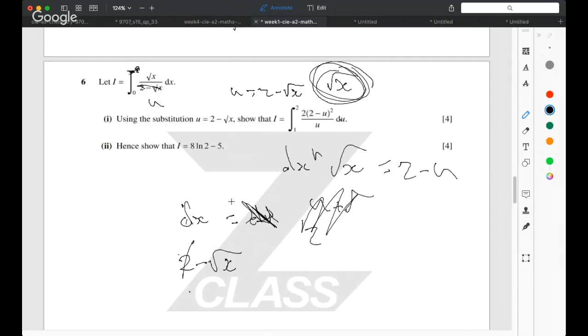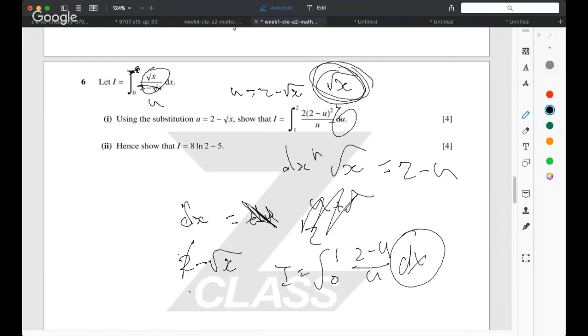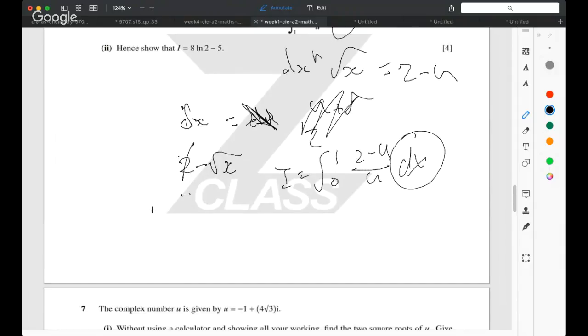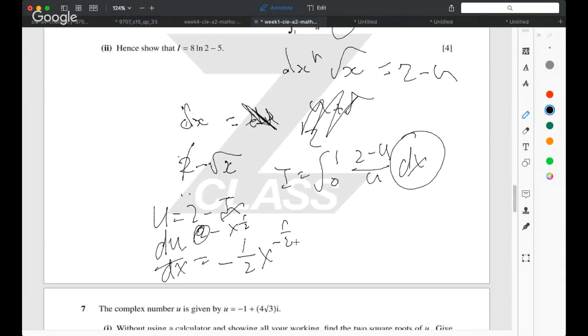So you've changed this fraction. So now you have I is equal to the integration from 1 to 0 of (2 minus u) divided by u dx. Now you need to change the dx as well, right? Because you have du here. The way to do this is you differentiate this function, du over dx. What is du over dx? Differentiate the 2, that disappears, and then it's just minus half x to the power of minus half.